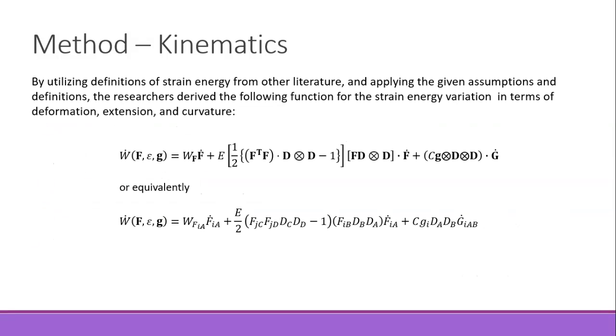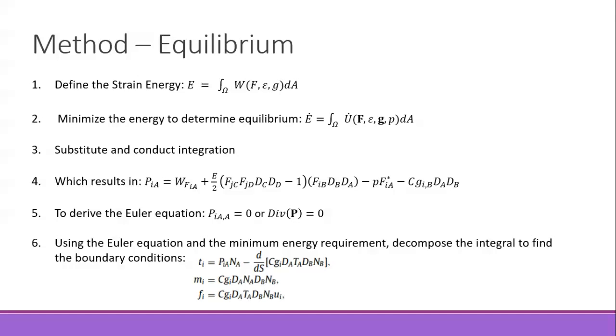Moving forward, the researchers were able to back out a strain energy representation, which is given here, which is a function of deformation, extension, and curvature of the fibers. Strain energy itself was then found by integrating the strain energy variation and then minimized in order to determine equilibrium conditions. So that would be the derivative of the strain energy.